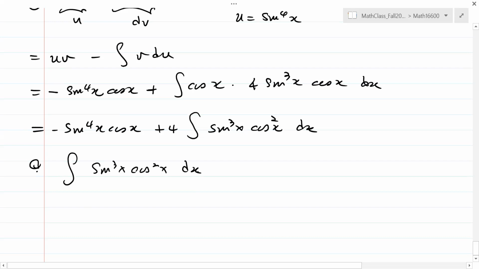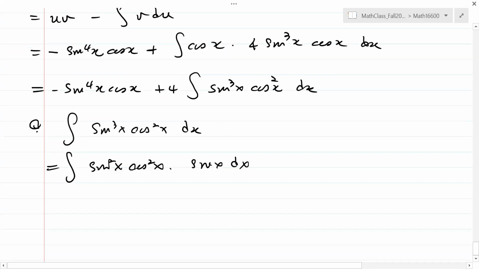You can always express this product as a linear combination of sine and cosine. I still want to tell you there are multiple ways to get the final answer. But the most natural way, based on my experience, is sine squared x, cosine squared x, sine x dx. I use a substitution. So I let w be cosine x, dw equals negative sine x dx. So this is the part we are here.